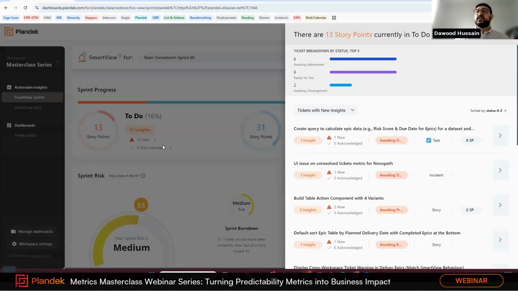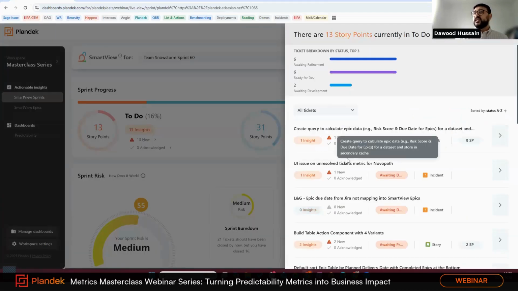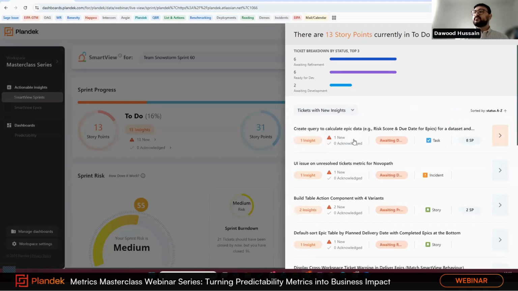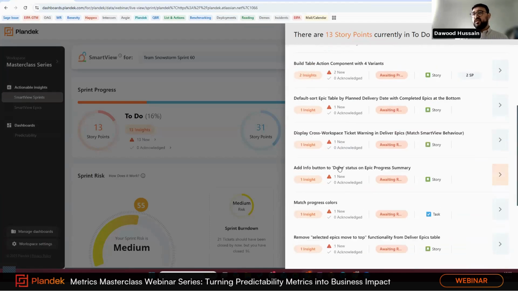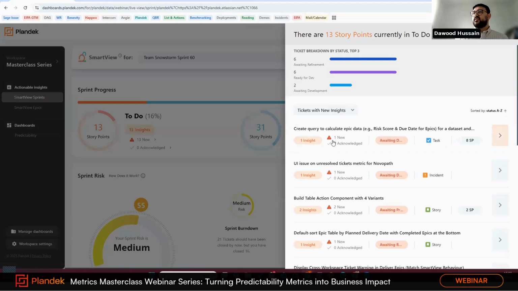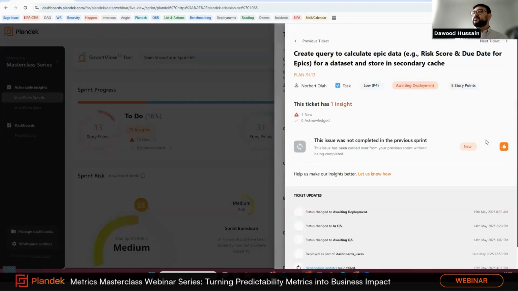If I click on the insights here, I can have a look at all tickets that are currently in a to-do status, or tickets with new insights as well. And over here, this lists all the tickets that have insights against them. So if I click on this first one, which is create query to calculate epic data, with 8 story points against it, the first thing it tells me is this issue has been carried over from your previous sprint without being completed.